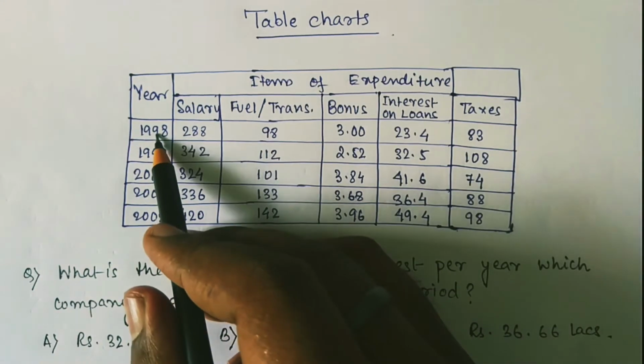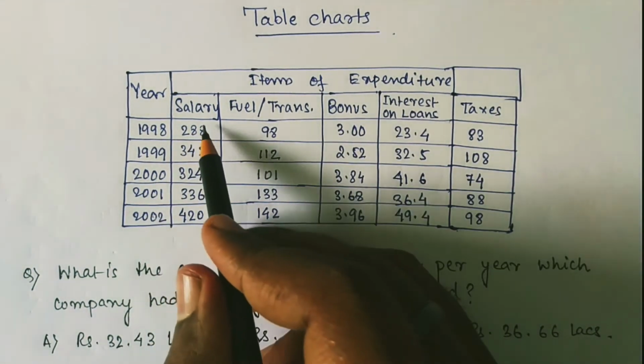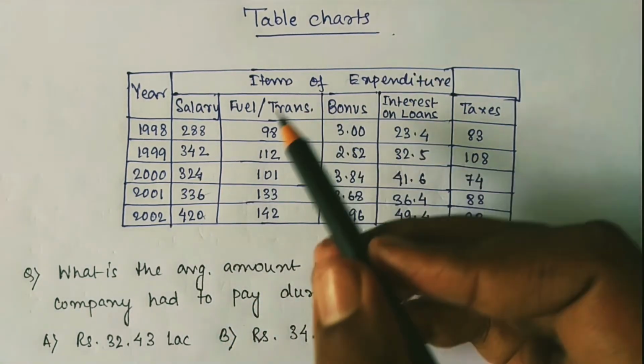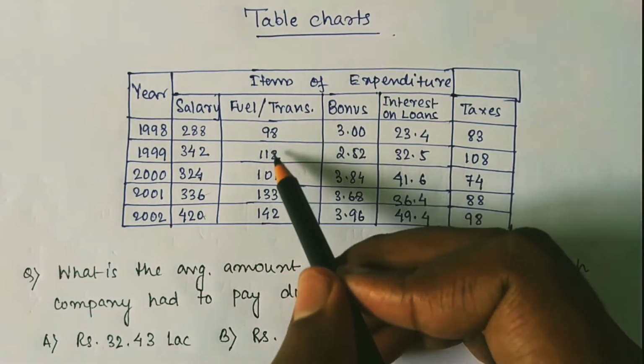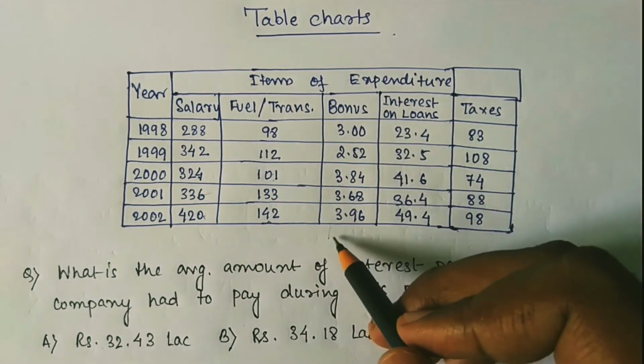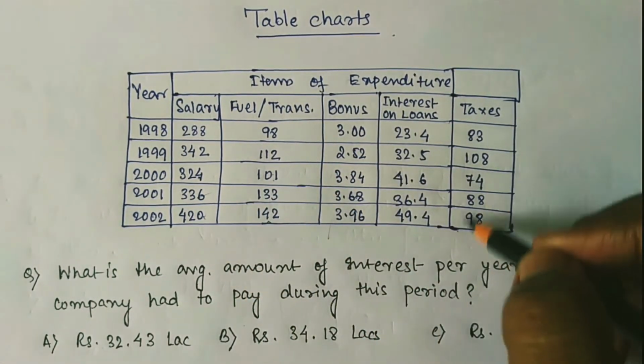For the years 1998 to 2002, salary is 288, 342, 324, 336, 420. This is the expenditure on fuel and transport: 98, 112, 100, 101, 133, 142. This is the bonus made, this is the interest on loan, this is the taxes paid.